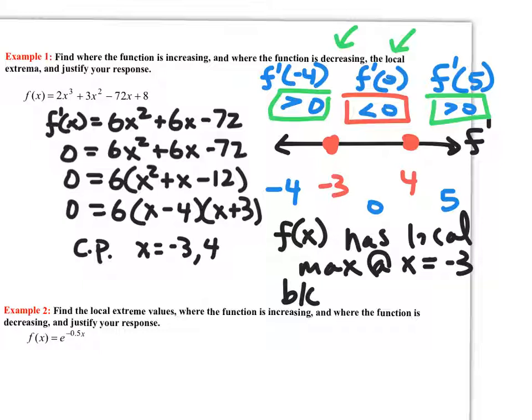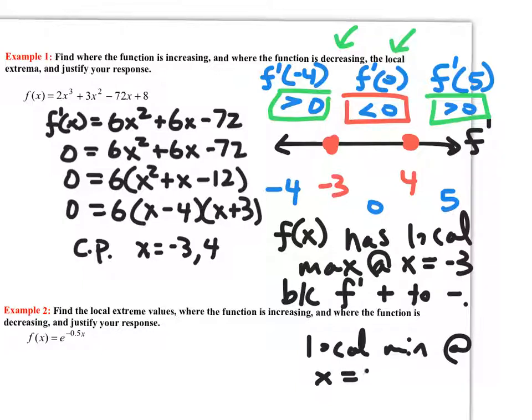Because f prime changes from positive to negative. Okay, f of x also has a local min at x equals 4 because f prime goes from negative to positive.